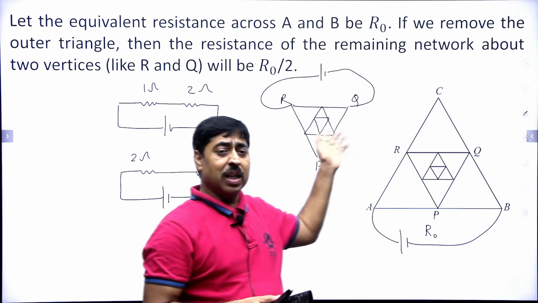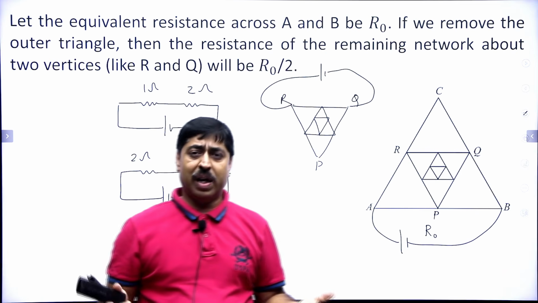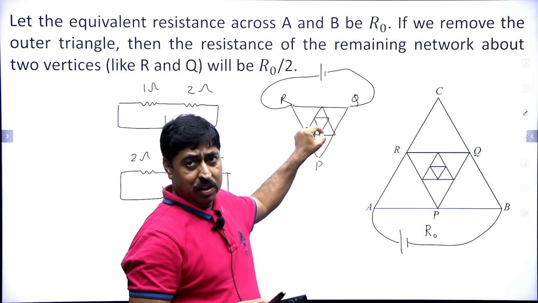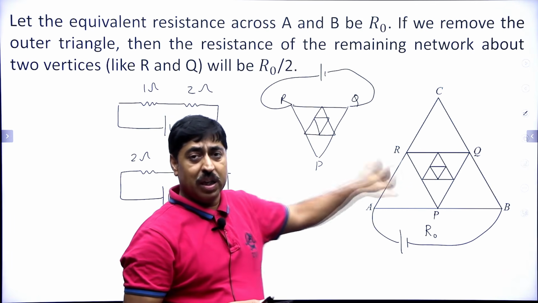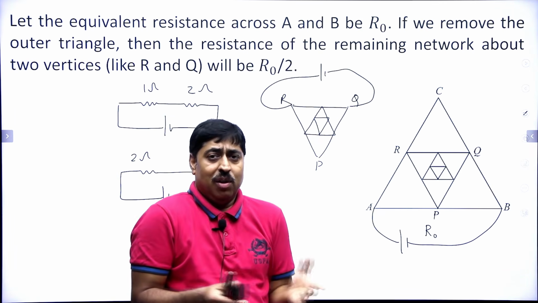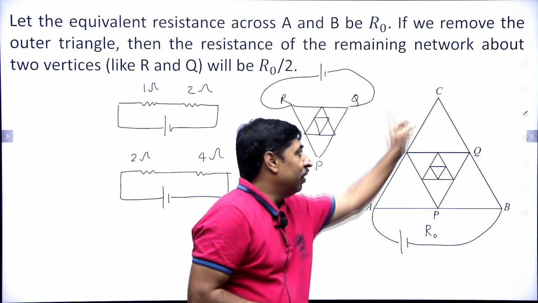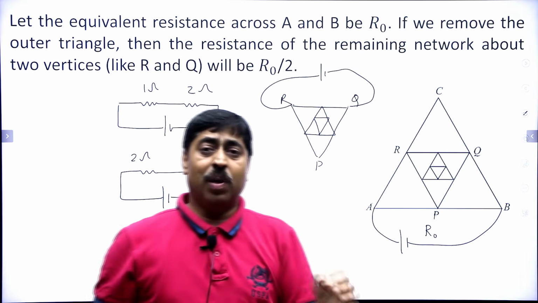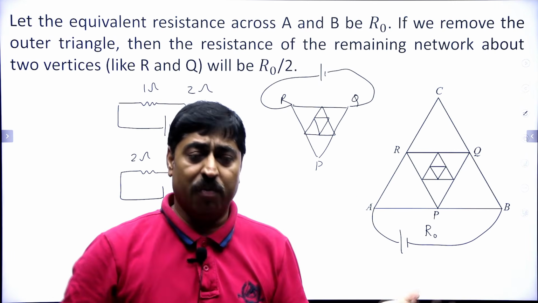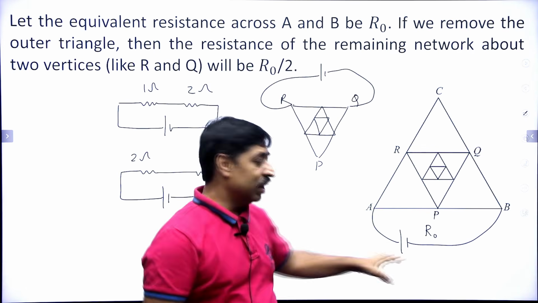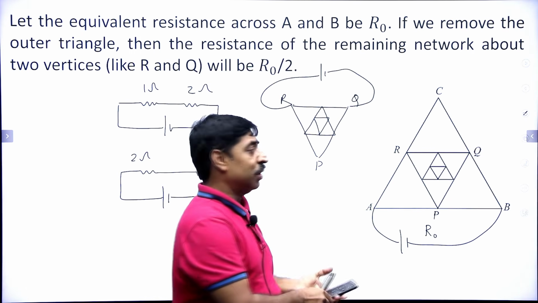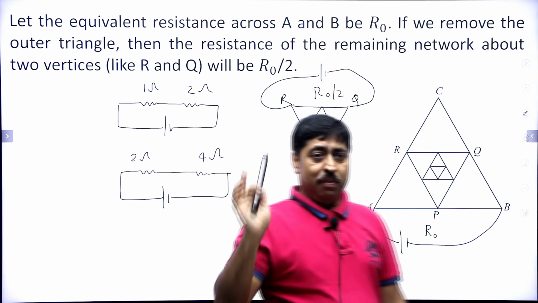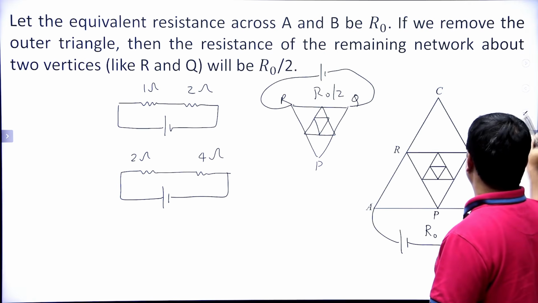So actually the circuits are same because there are infinite number of triangles, but value of resistance in this particular circuit is exactly half of the corresponding resistance in this particular circuit. So in a way, if you just remove this triangle, what you have done is you have created another circuit which is similar, but having values of resistances halved, right. So if equivalent of this is R naught, then obviously equivalent of this across R and Q will be R naught by 2. So this is the first key thing that you need to understand if you wish to solve this problem.